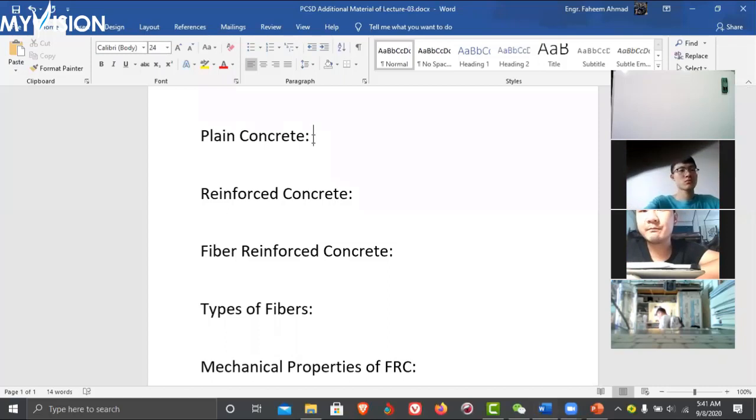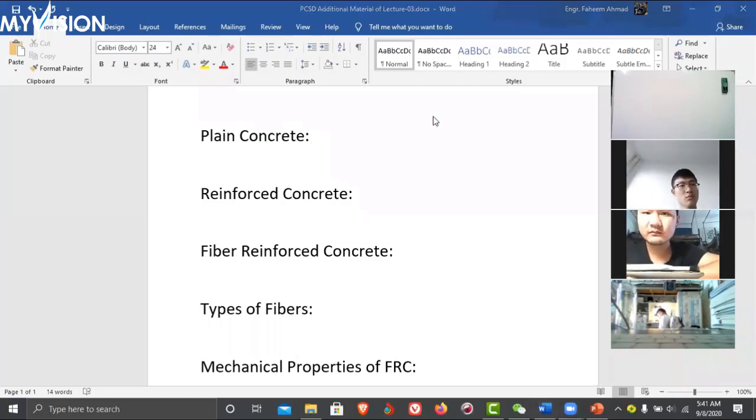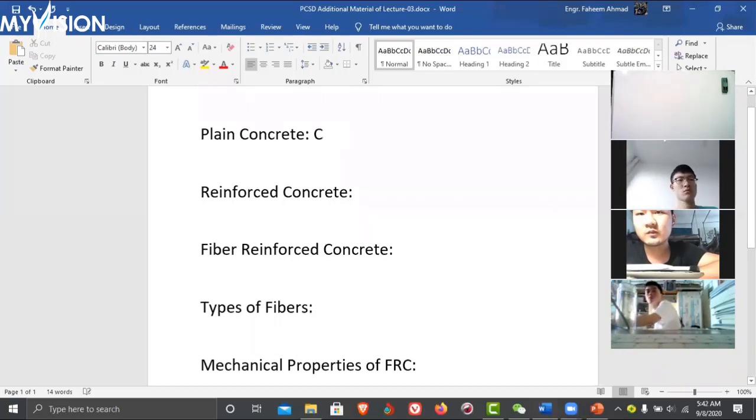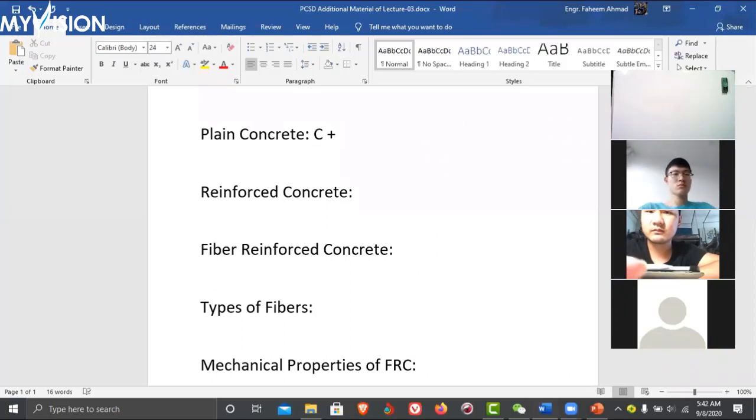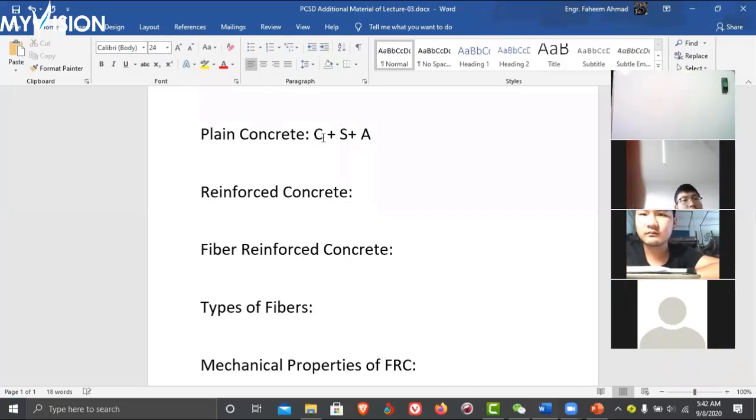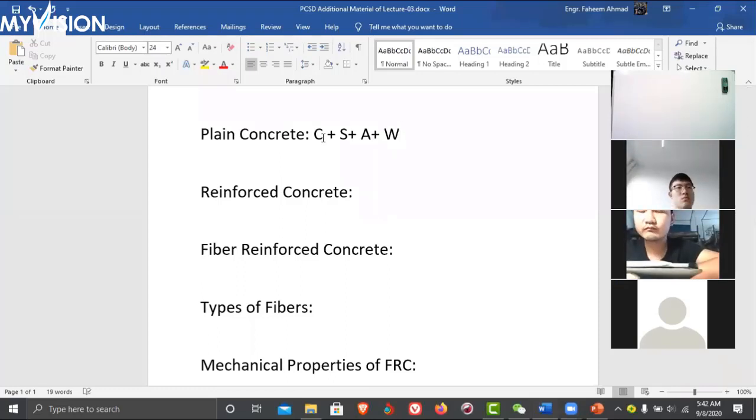The concrete is pure concrete and it doesn't have steel inside it. Wait. Rusman, can you repeat your answer? I think it's a pure concrete. It doesn't have any steel inside it. Yes, it's a pure concrete, doesn't have any steel inside it, so we can call it cement, sand, aggregates, plus water. It's a plain pure concrete.